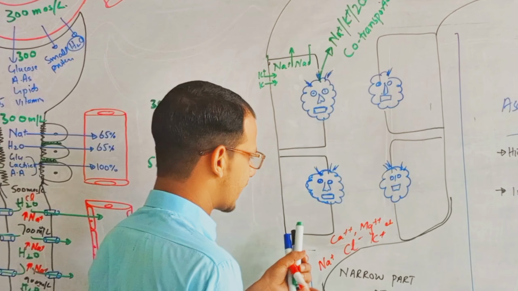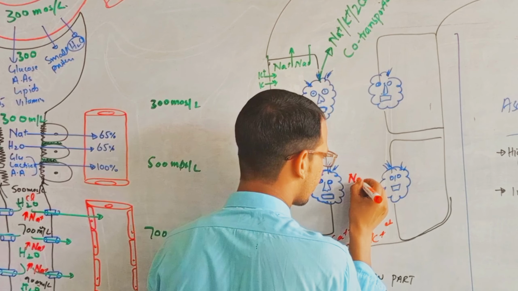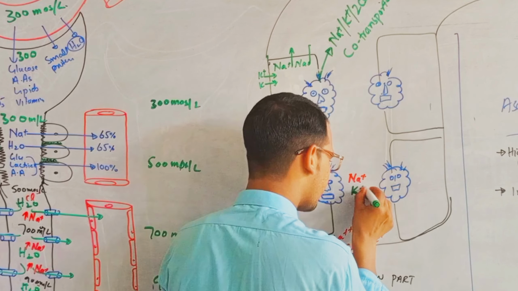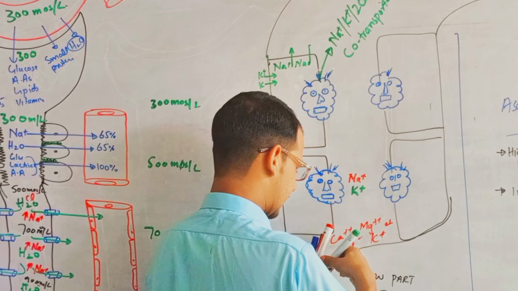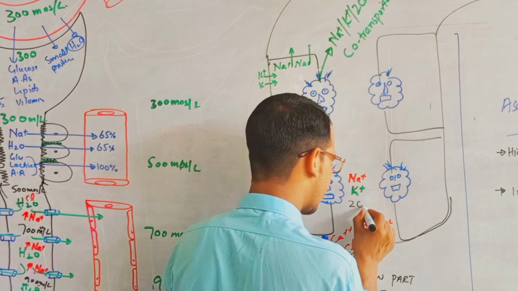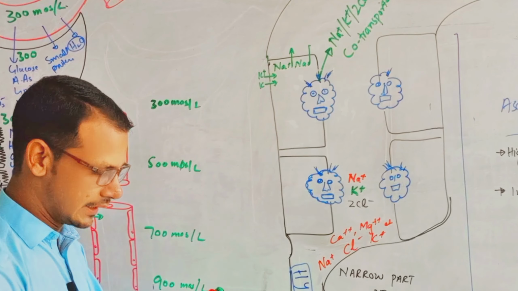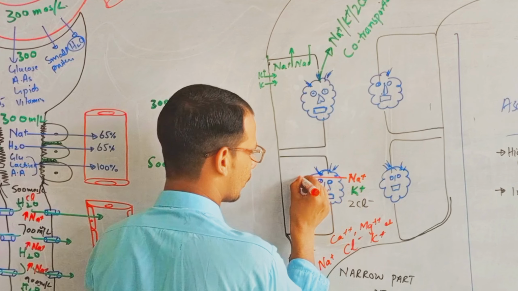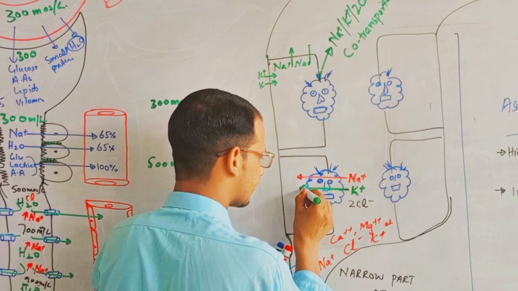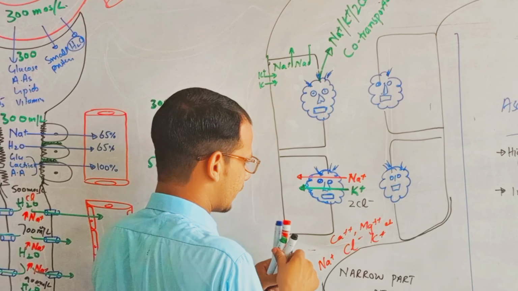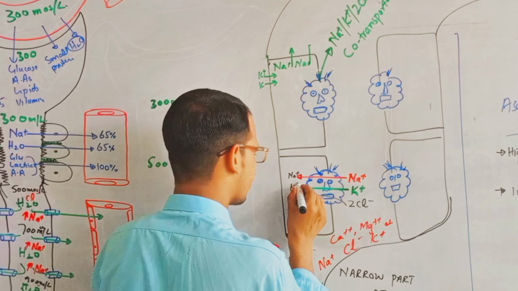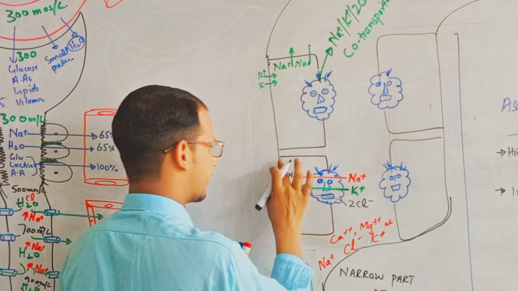So from this environment, the cell will take sodium, it will take potassium, and also it will take chlorides from here. How many chlorides? 2 chlorides, right? Sodium is going inside the cell, potassium is going inside the cell, and chloride is also going inside the cell. We have sodium, we have potassium, and we have 2 chloride.